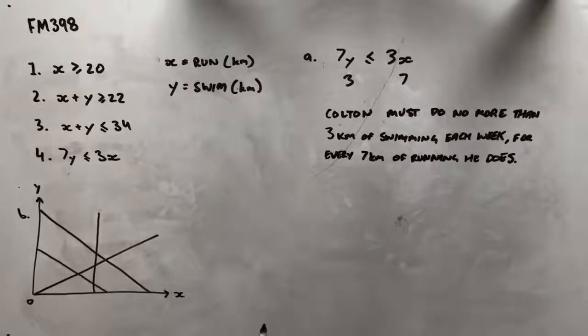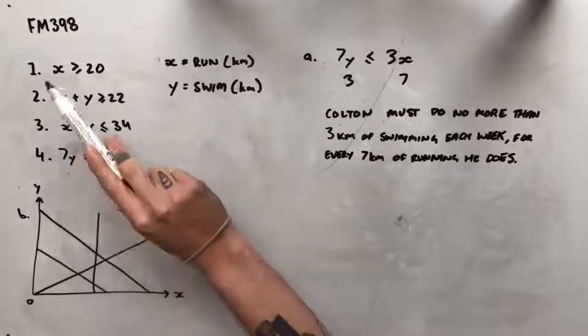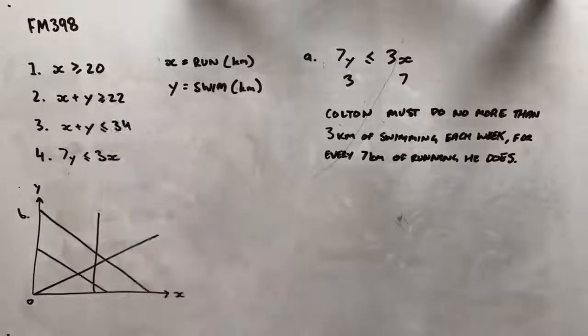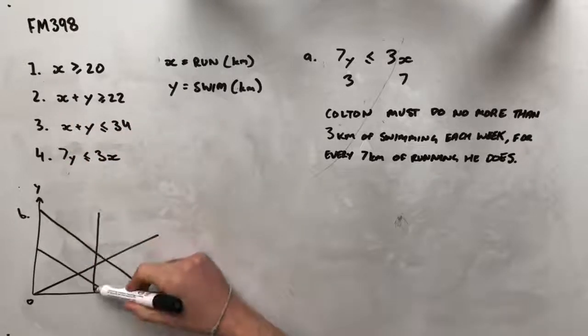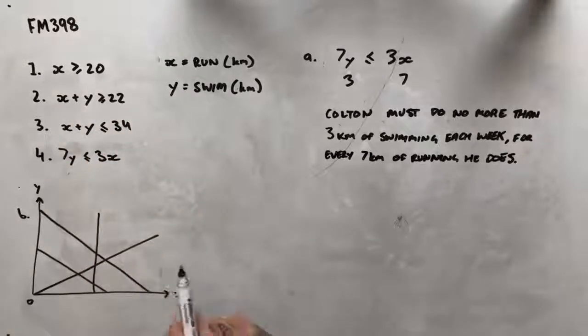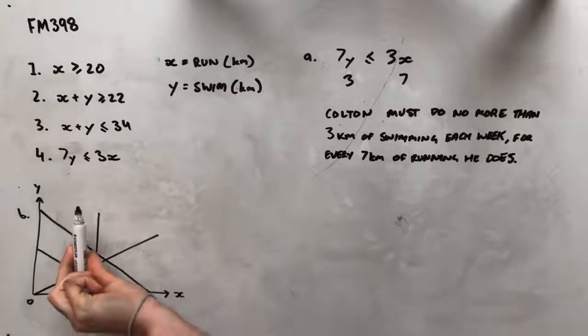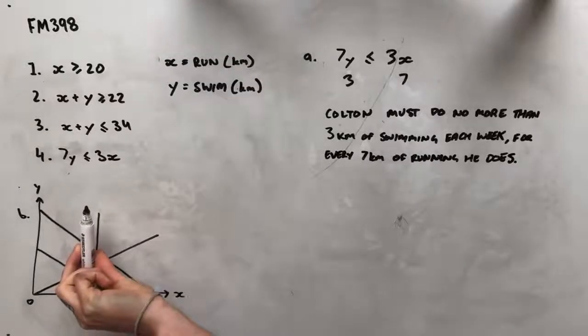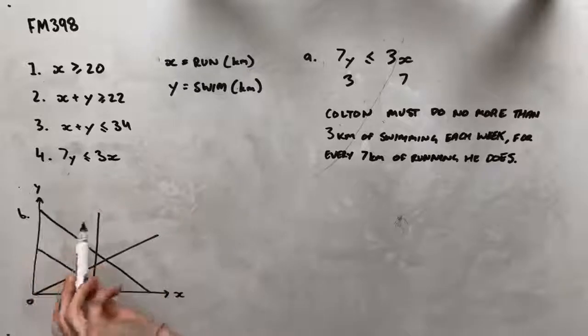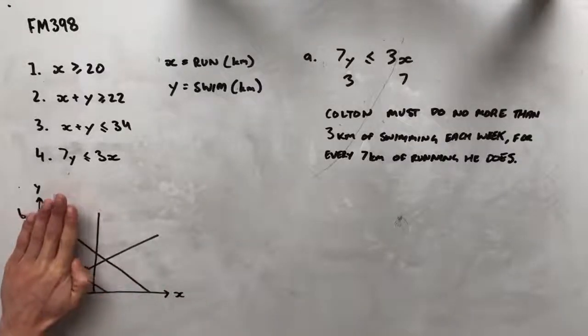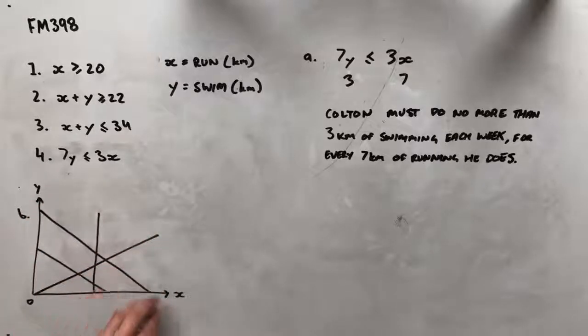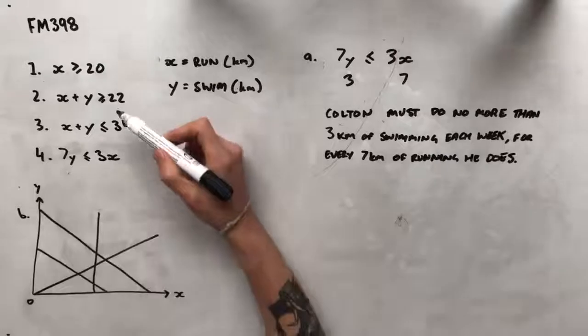So we'll take it step by step. Inequality 1 says that x must be greater than or equal to 20. So the line of x equals 20 would be this line here. Since x must be greater than that line, the constraint is only satisfied if x is on this side of that line. So immediately we've gotten rid of this side here. We know that we're going to be shading in somewhere around here. We'll move on to the next constraint.